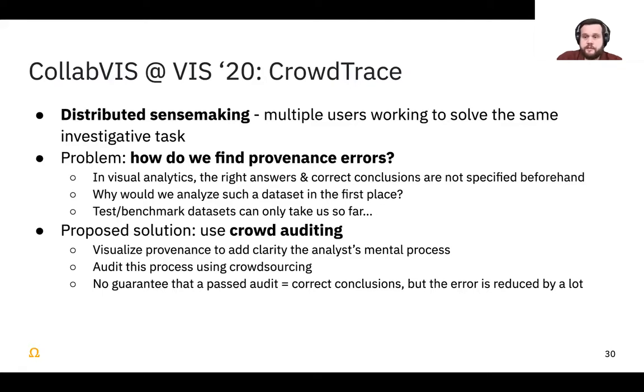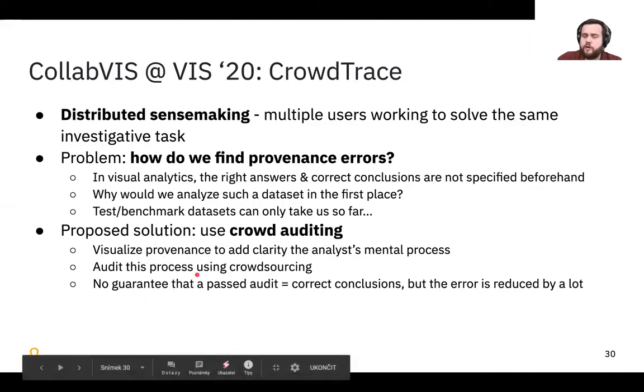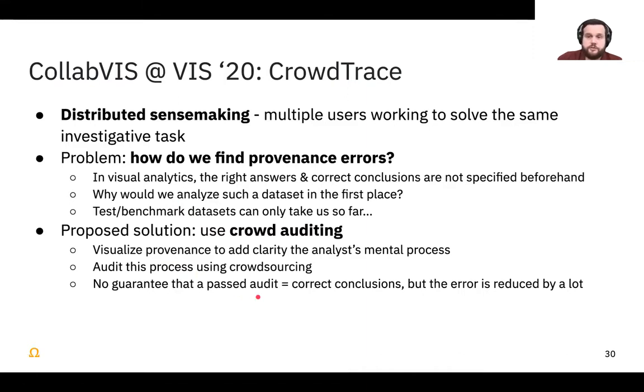And the proposed solution in this paper is to use crowd auditing. So what you do is you visualize provenance. So you visualize the steps the user has taken to their insight, and this adds clarity to the analyst's mental process. And then you basically audit this process using crowdsourcing. Of course, there is no guarantee that a passed audit means correct conclusions. I mean, especially if you're doing it on somewhere like Amazon Mechanical Turk with an unqualified crowd, but still the error will be reduced by a lot. If nobody sees it, then the error rate will probably be higher.